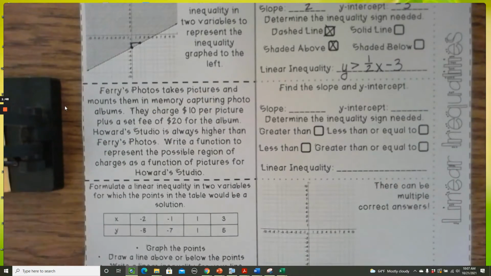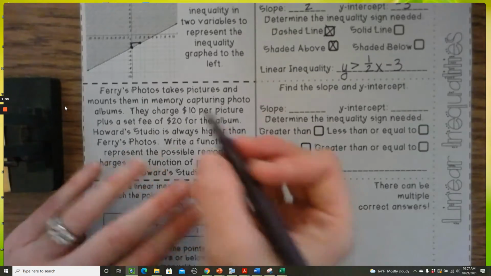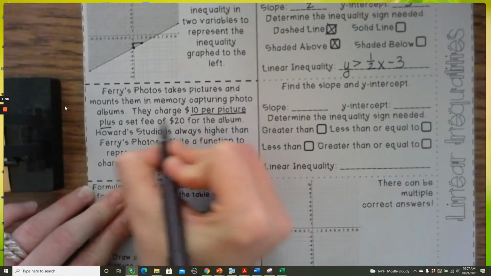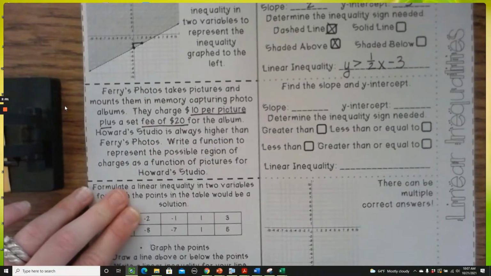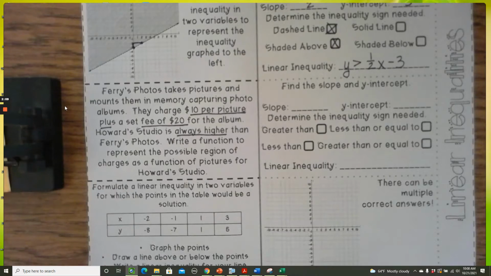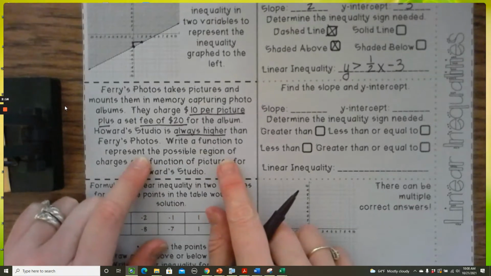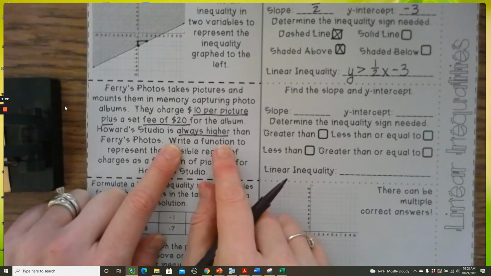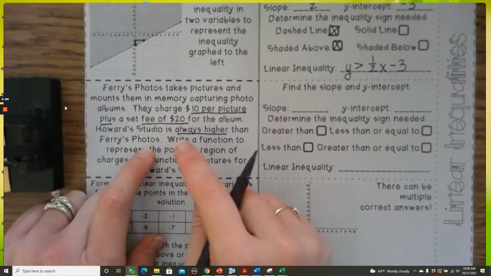All right, next we have a verbal description or a word problem. So Fairies Photos takes pictures and mounts them in memory capturing photo albums. They charge $10 per picture, so I know that's going to be important, plus a set fee of $20 for the album. Howard Studios is always higher than Fairies Photos. Write a function to represent the possible region of charges as a function of pictures for Howard Studio. This right here would confuse the tar out of me, okay? So all you need to focus on is write a function, okay? Write a function for this situation, okay?